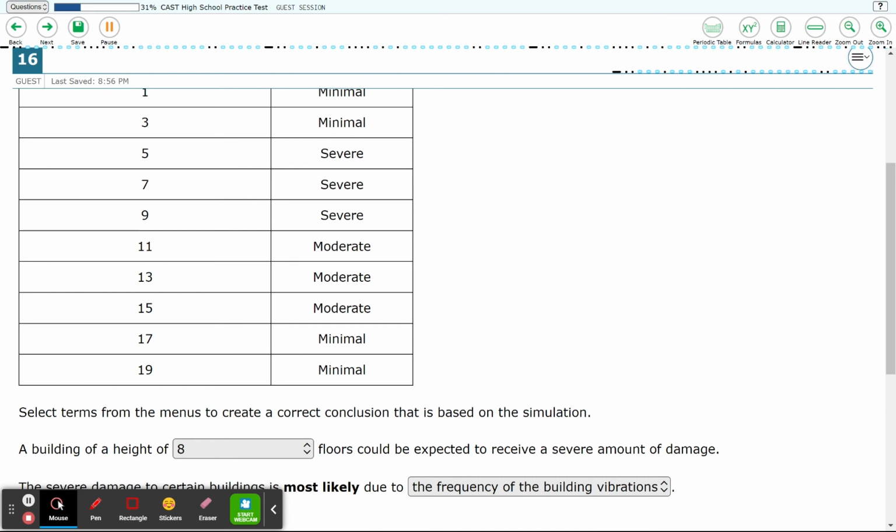Same thing with buildings. Based on their height and construction, they have a certain vibration that they naturally kind of swing from one side to the other. If the earthquake matches that, it'll keep reinforcing it, just like you reinforce the kid pushing on the swing. We say that matches the natural frequency of the object's motion. So the best choice is indeed the frequency of the building's vibrations.